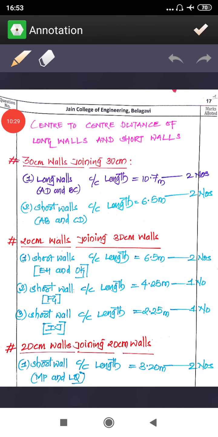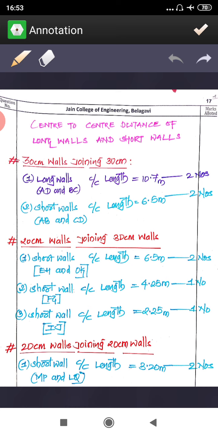Now as I said, first you want the center to center distance to determine the long walls and short walls. In that, I have taken a 30 centimeter wall joining 30 centimeter separately, then a 20 centimeter wall joining 30 centimeter separately, and a 20 centimeter wall joining 20 centimeter separately. See this first one, 30 centimeter wall joining 30 centimeter, I have done long walls and short walls. So you'll have two long walls and two short walls.